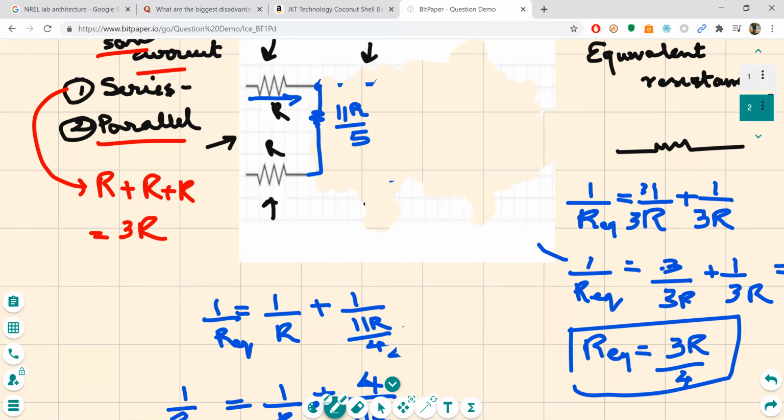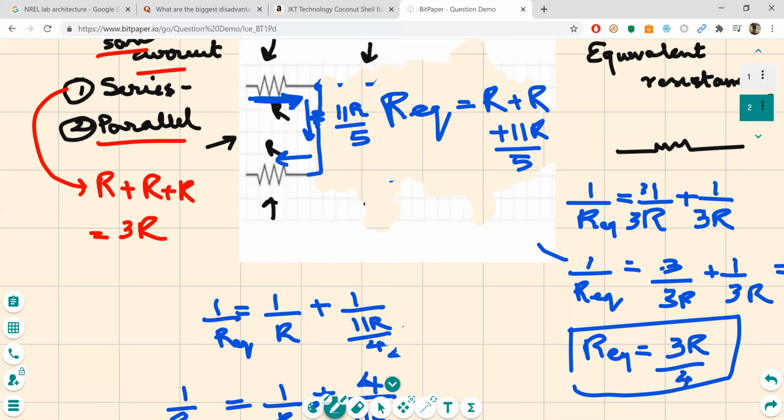Finally, these 3 are clearly in series. The current that comes in through here has only one way to go, like that, like that, like that. So the equivalent resistance finally is going to be the sum of the 3, which is R plus R plus 11R over 5. With 5 as a common denominator, you want to get 5 in the denominator of both, so this will be 5R over 5 and this will be 5R over 5. So we'll get 5 plus 5, 10, plus 11, 21R over 5. And that is the equivalent resistance of this whole circuit.